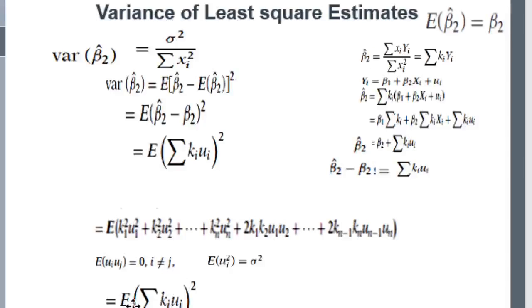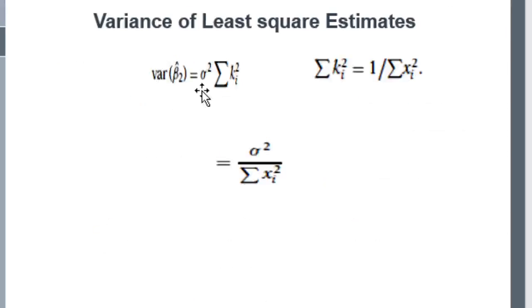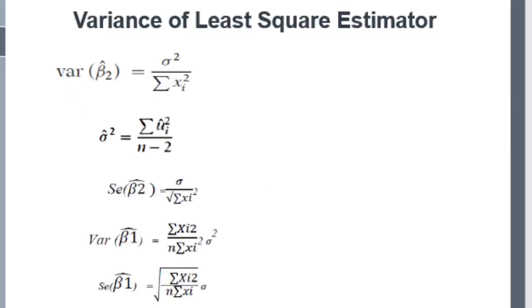Here this step is important, that now we distributed this expected value, then we will get sigma ki square into expected value of ui square. This expected value of ui square equals sigma square. Then variance of beta 2 cap equals sigma square into sigma ki square, which equals sigma square into 1 by sigma xi square. Then this equation can be written as sigma square by sigma xi square. This is the variance.